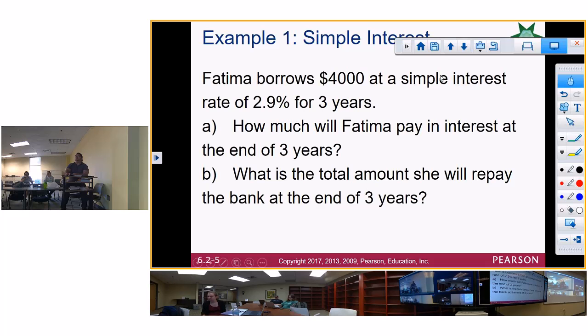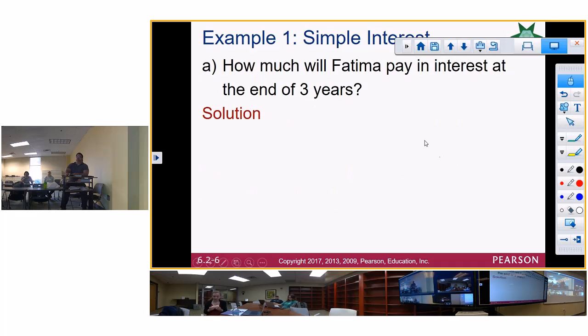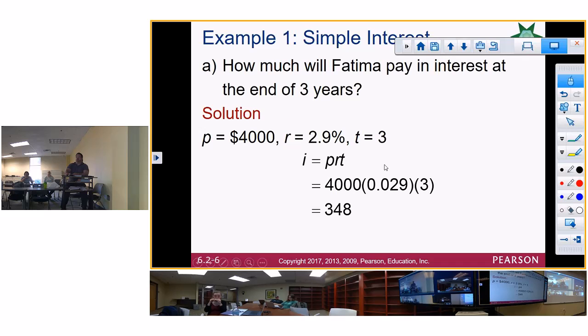Fatima borrows $4,000 in simple interest at a rate of blah, blah, blah. Well, you don't know how to do it because you don't know a formula. They didn't put the formula on here, so we're going to pull up the formula in just a minute. Okay, there is the formula. And what do we do? Plug and what? Chug. So write that one down. Just write down I is equal to PRT, and you give it P, R, and T, and you plug and chug. And yes, you should use a calculator on this one, unless you're Rain Man. You're not going to know what 0.029 times 12,000 is. So you're going to have to use a calculator on this one.